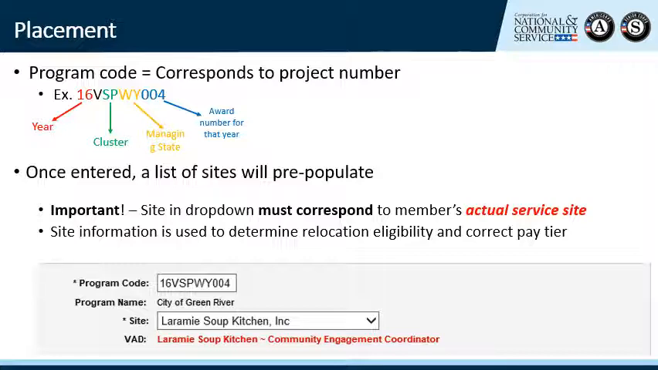It is very important that you choose the actual service site for this member. The information is used to determine relocation eligibility and their correct pay tier. If a site is not in this system, the MA will need to be amended for the site to populate.